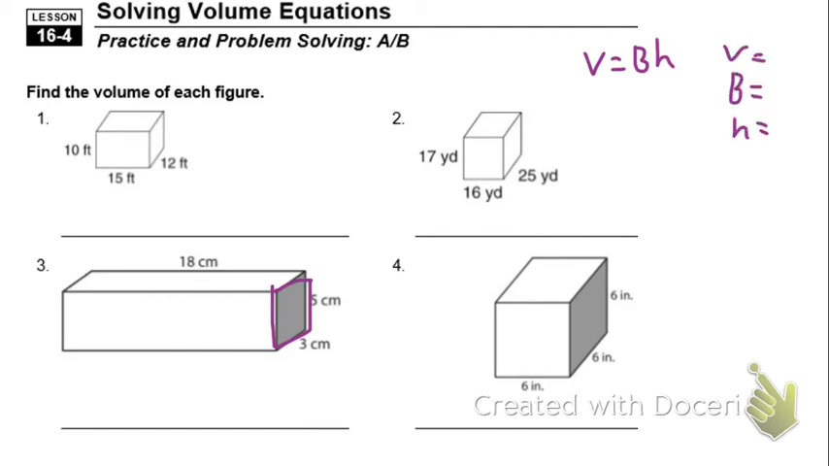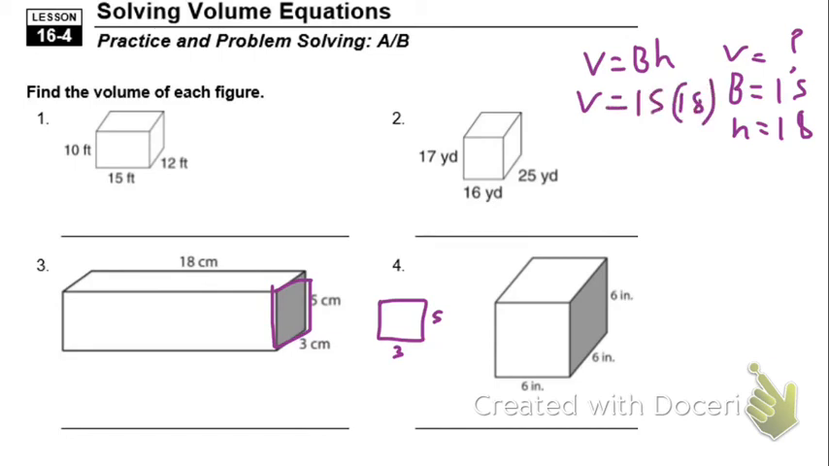Alrighty, so I'm going to start off by drawing my base. I'm going to identify and label the dimensions, which is 5 by 3. So we don't know the volume. However, we do know the area of the base, which is 15, and the height, which is 18. So now we substitute those values into the formula. Volume is equal to 15 times 18, which gives us a total of 270, and our units were centimeters cubed.